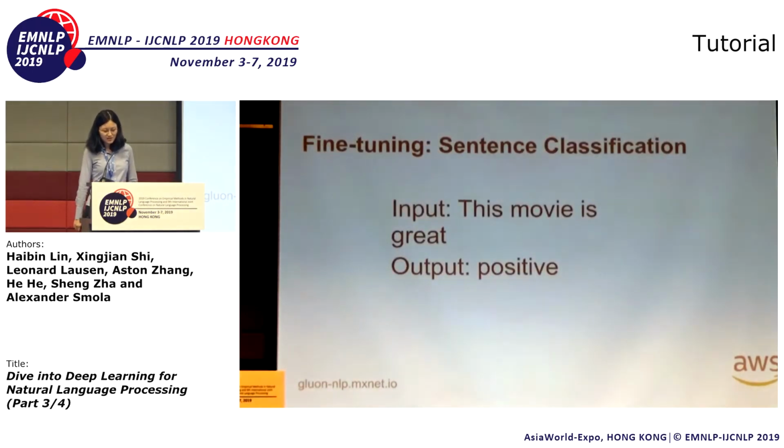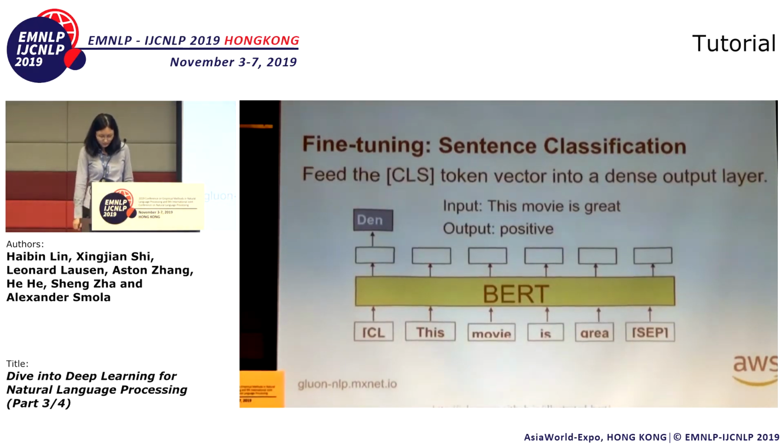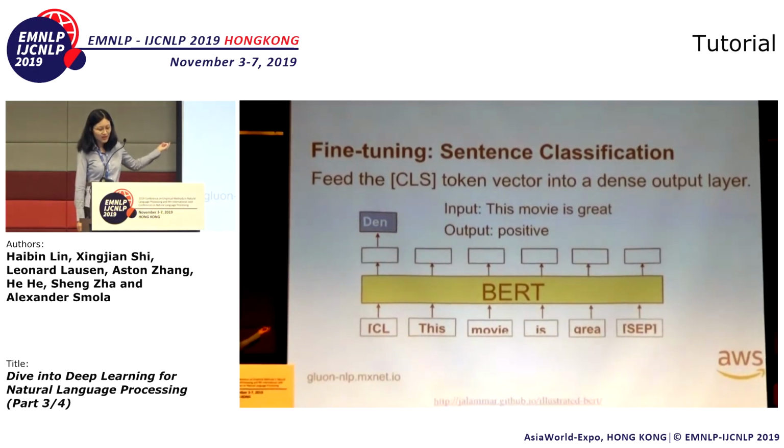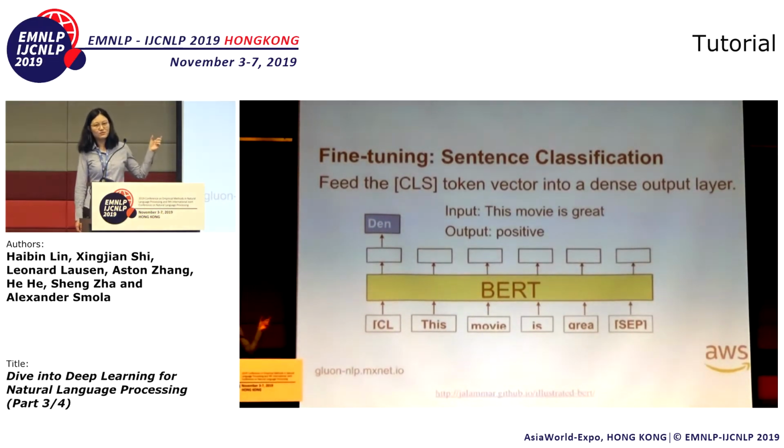For single sentence classification, in the input, we have the movie is great, and we would like to generate one output, either positive or negative. As we mentioned, we aggregate information through this special CLS label so that we get one dense vector representation of the entire sentence. Then we can just have a linear classifier on top of that to predict the sentiment.